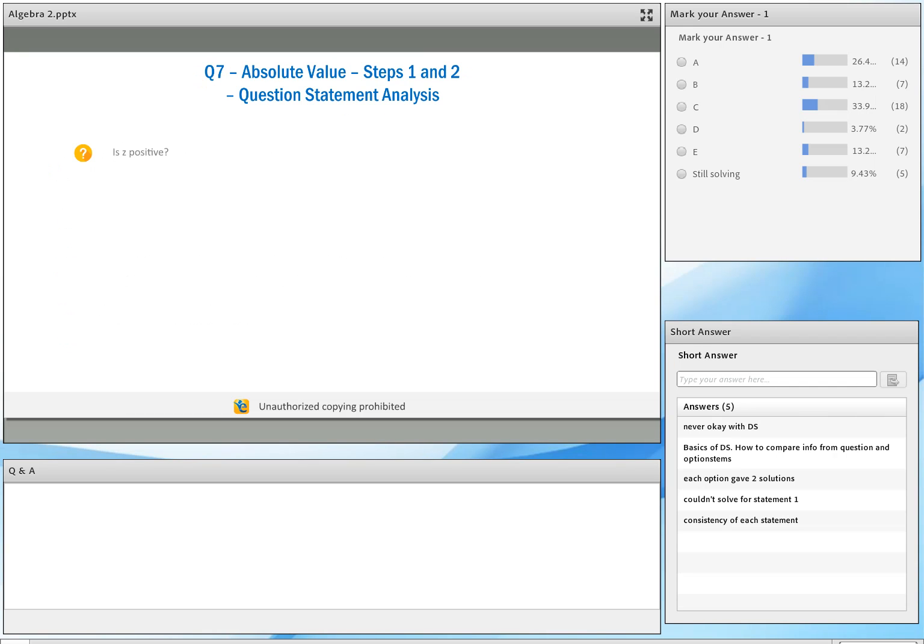Is Z positive? What we have been given is that Z is an integer such that mod of Z is less than 6. Z is an integer, that's a constraint. Mod of Z is less than 6. We need to translate this information into easy to understand terms: if mod of Z is less than 6, the range of values of Z goes from -6 to 6, which means there are 11 possible values, starting from -5 all the way to +5, including 0.